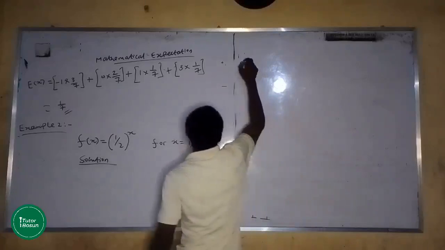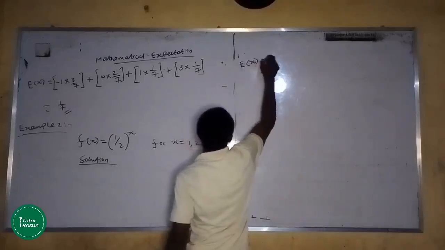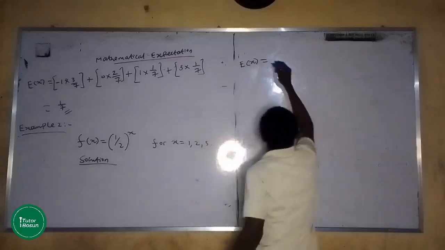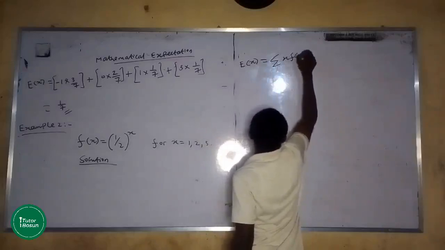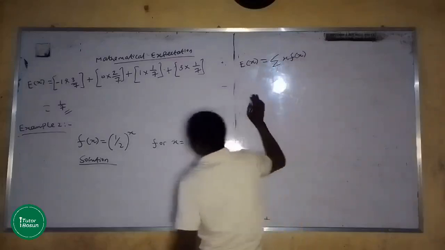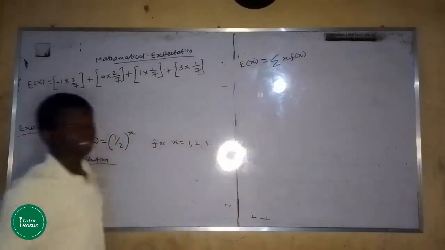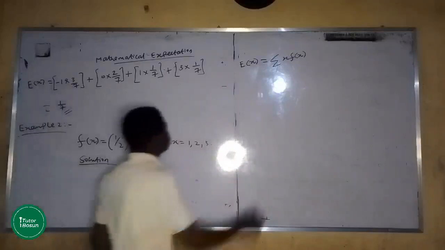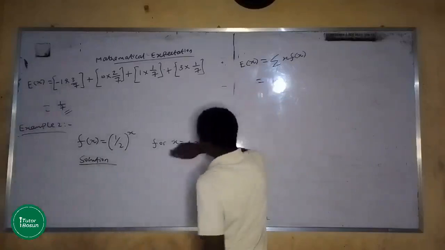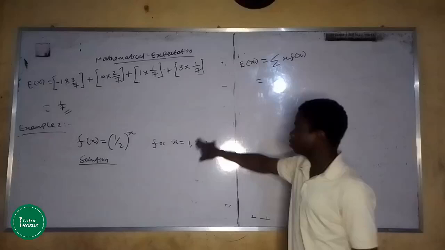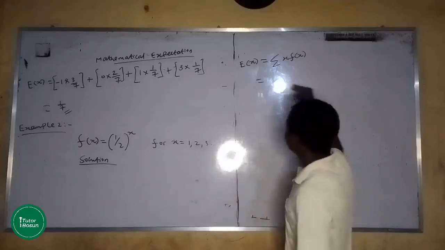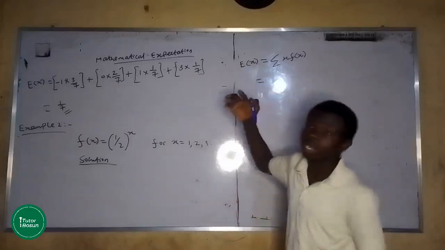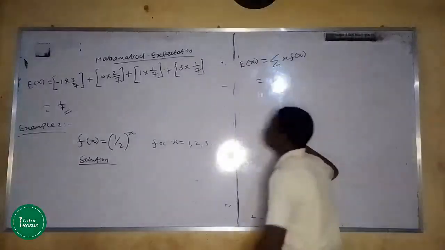So that means the expected value is the summation of x times f of x. Let's write what we have. We are not going to generate a table since we don't know where this one is ending, so let's just write it in the form of an infinite series.